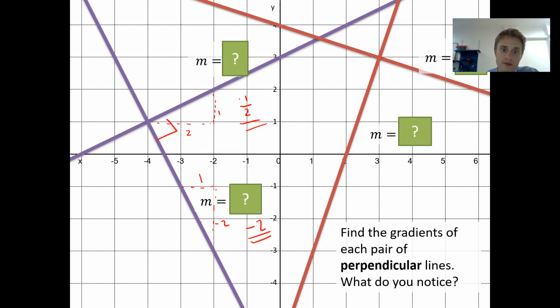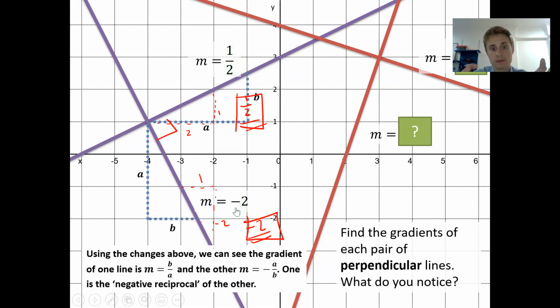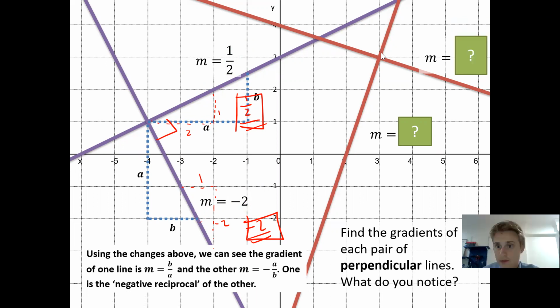These are at right angles. What do you notice about their gradients when the lines are at right angles? Well, they multiply to give minus 1. Or if you want another way of describing it, they are the negative reciprocals of each other. These ones over here, if I just reveal for you, you can see that pattern as well.